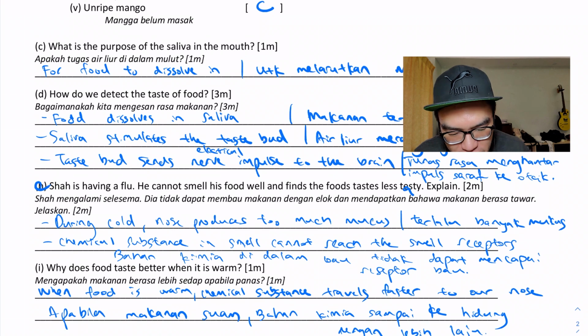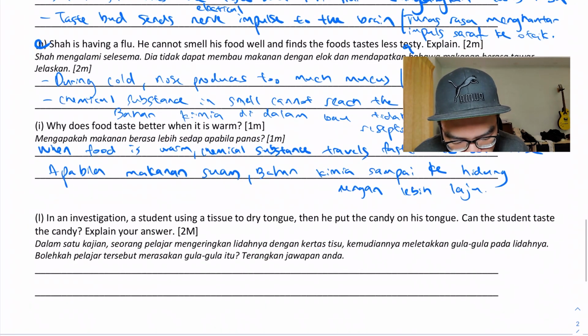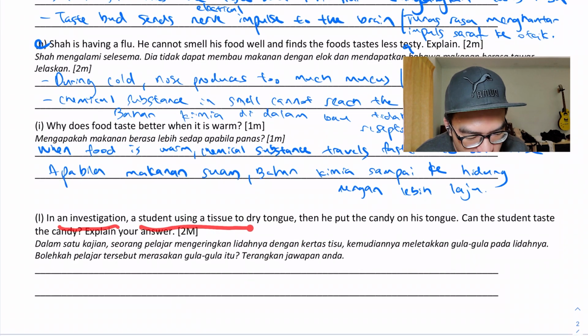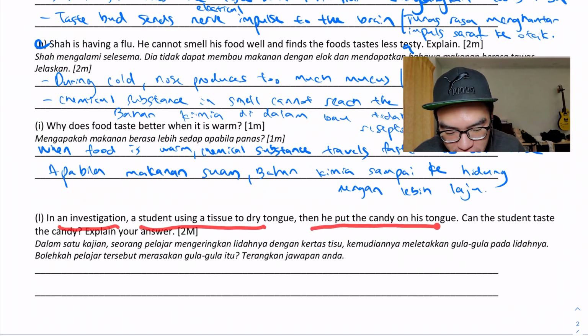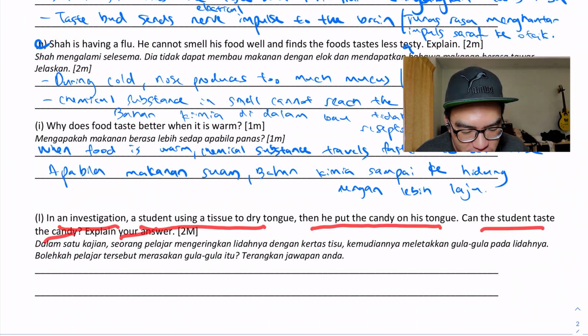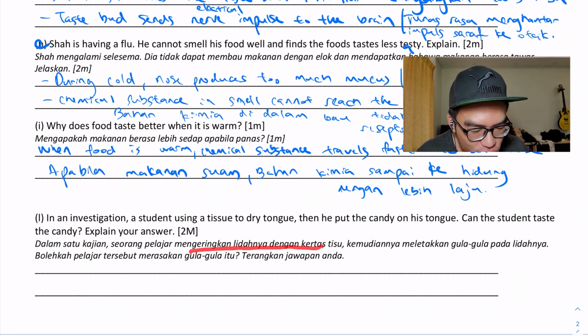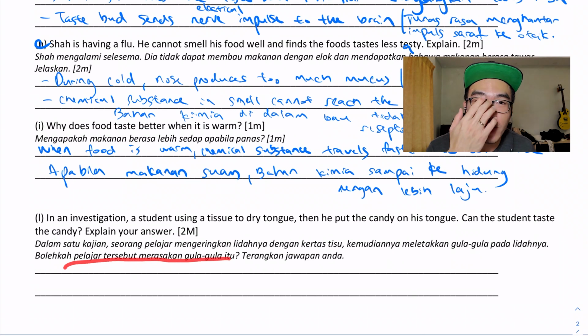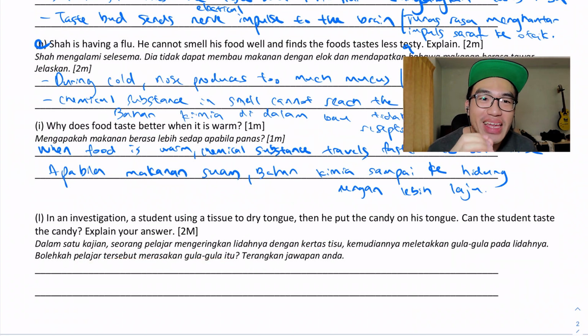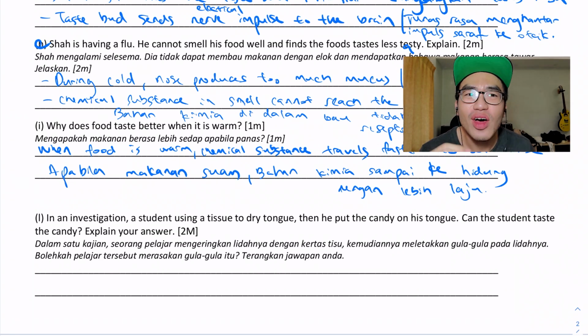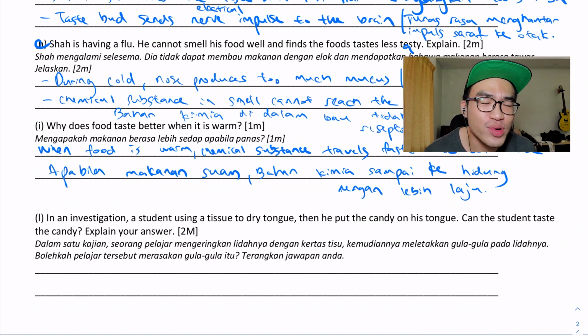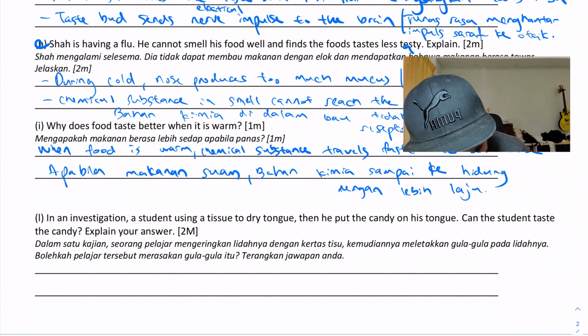Moving on. In an investigation, a student used a tissue to dry tongue. Then he put the candy on his tongue. Can the student taste the candy? Explain your answer. Mengeringkan lidahnya dengan kertas tisu, meletakkan gula-gula pada lidahnya. Bolehkah merasakan gula-gula? Of course, when your mouth is dry, can you taste anything? Obviously not. Without the saliva, it cannot stimulate your taste bud. This is why you taste nothing. This is why when you have no appetite, when you don't produce saliva, dry food tastes awful. The answer would be no.